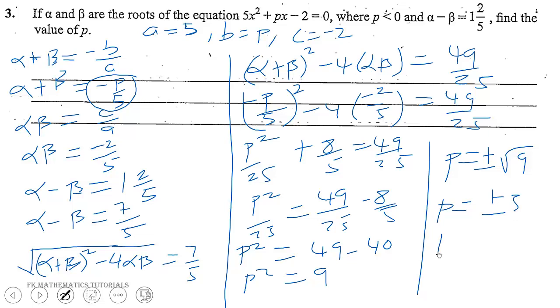So p is either equal to 3 or p equal to negative 3. But we're told that p is less than 0. So p is therefore equal to negative 3.